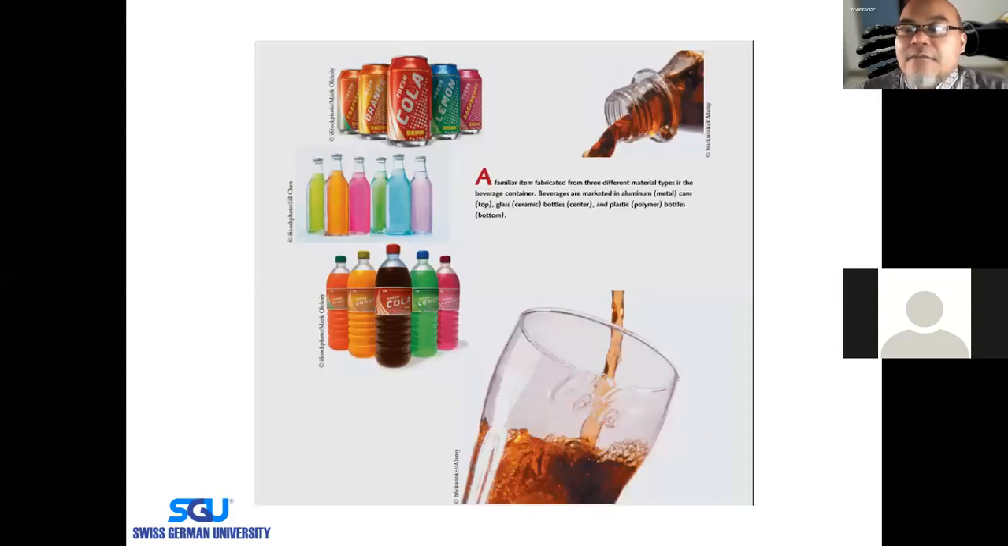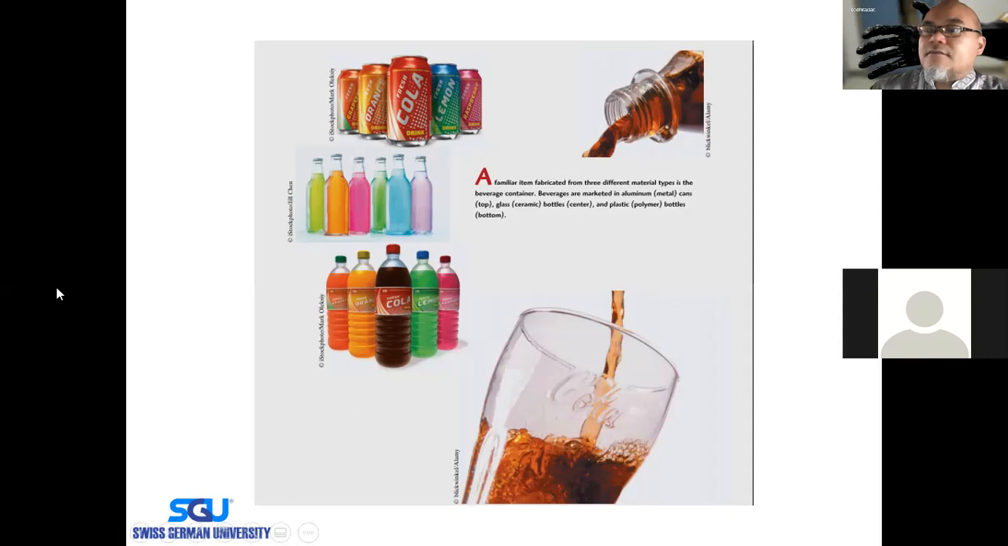So basically, materials are everywhere, yeah, not only for biomedical application, but in our daily life, in our surrounding, there are many different types of material. For example, here, these are three different materials used to contain drink, yeah, to contain beverage. The first one here is contained in aluminum, in metal, in an aluminum metal can. Then we have here the glass ceramics, in a bottle, okay. So glass is basically a type of ceramics.